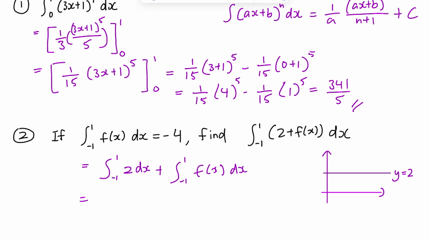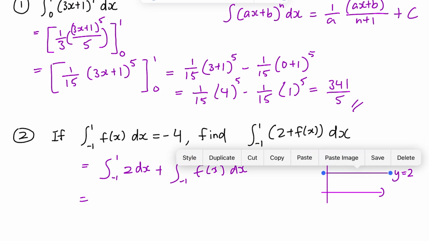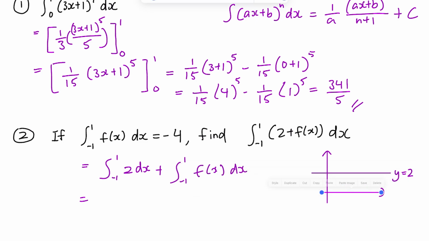And we want to know from -1 to 1. So let's say this is -1 and this is 1. And we want to find the area. Well, that's basically just 2, right? The height is 2 times 2, right? So our value is going to be 4.